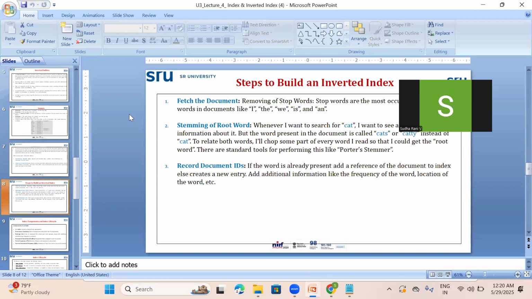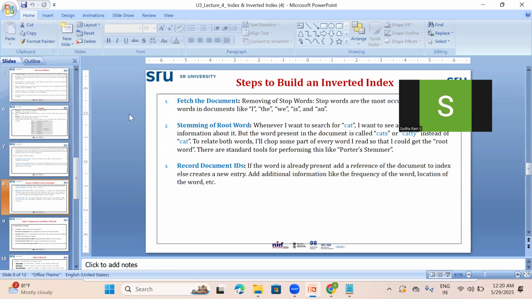Steps to build an inverted index. First, fetch the document. Then remove the stop words. Stop words like I, the, be, is, all are stop words, which don't build any structure for query processing. If we remove the stop words, then identification of keywords can be done easily.